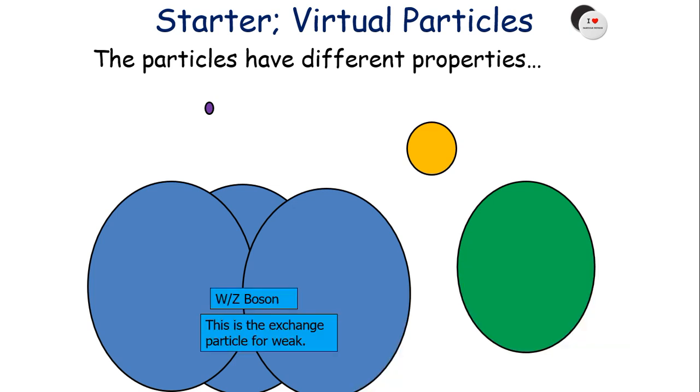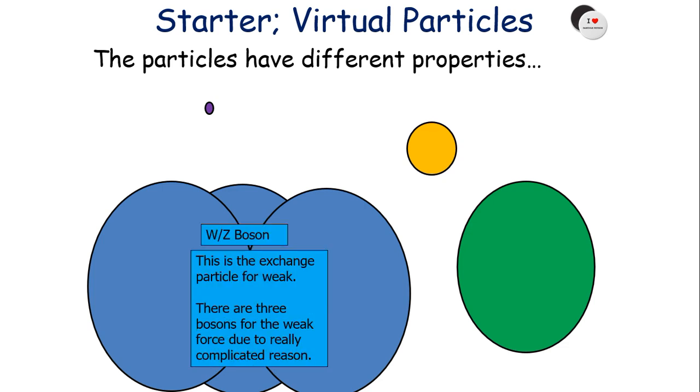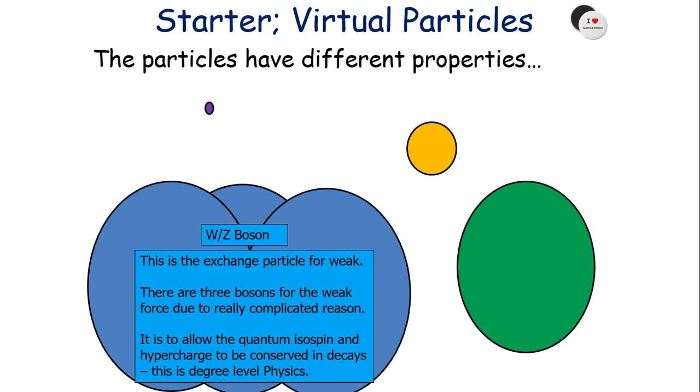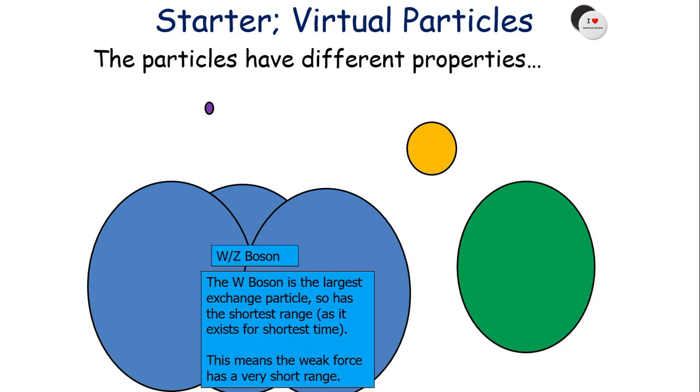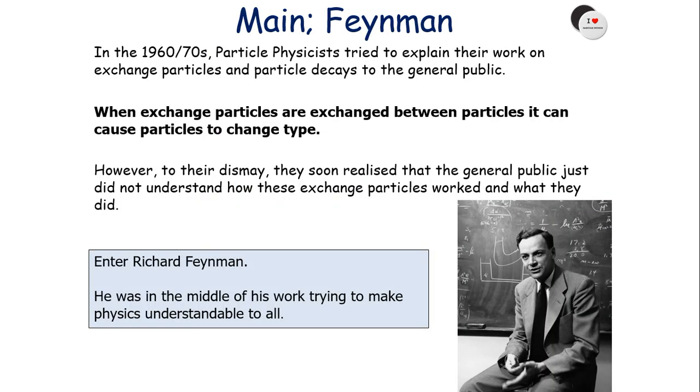And here you've got your W and Z bosons, which are the exchange particles for the weak interaction. Now, there are three bosons for a really complicated reason. It's to allow something called quantum isospin and hypercharge to be conserved, but we'll not concern ourselves with that, it's degree level physics. And then the W boson is the largest exchange particle, so it has the shortest range because it exists for the shortest amount of time. So the weak force has a very, very, very short range.